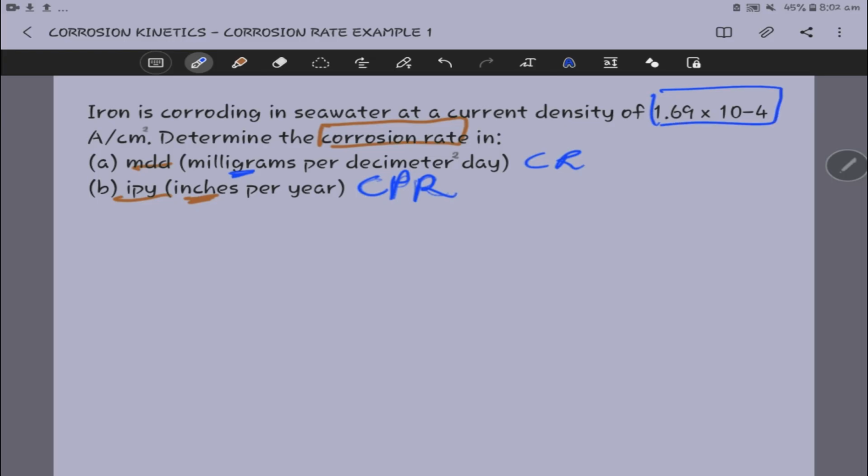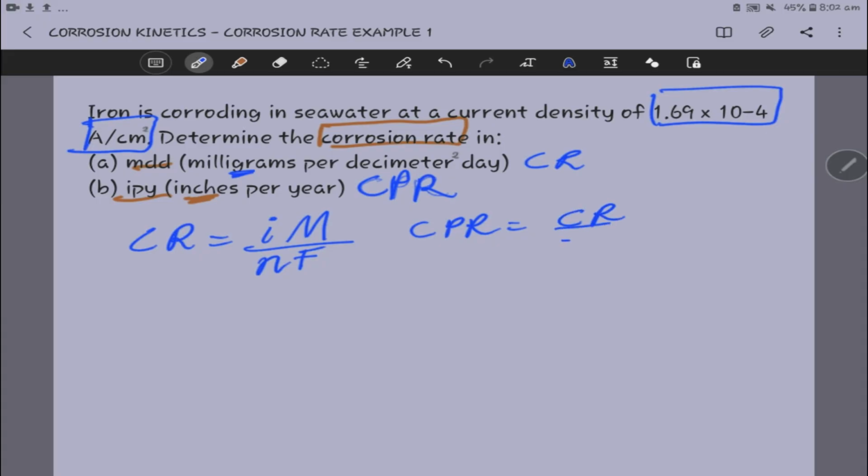That's given us the current density, right? Okay. So we know the general formula for corrosion rate is current density, then the atomic mass or molecular mass, then the number of electrons involved, and Faraday's constant. And then the corrosion penetration rate is just the corrosion rate over density, which is the same as current density, atomic mass, number of electrons, Faraday's constant, and then density.